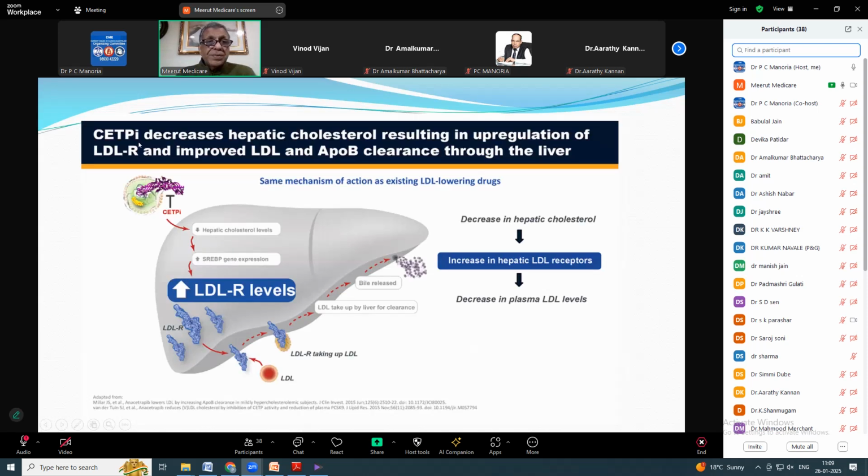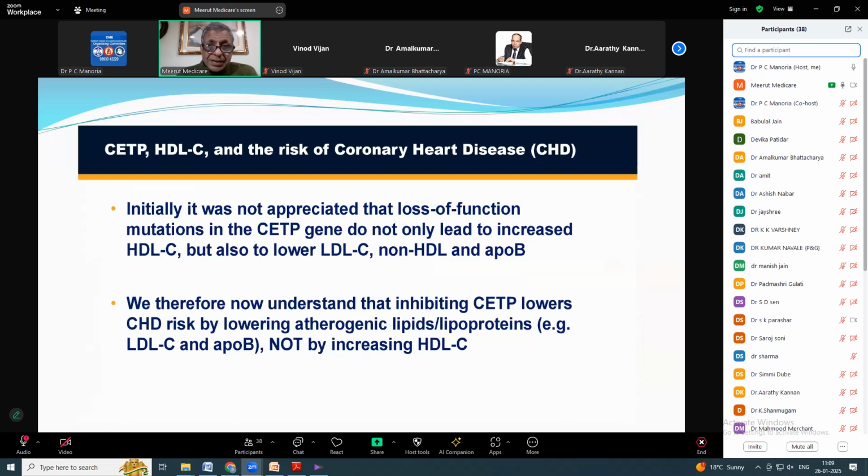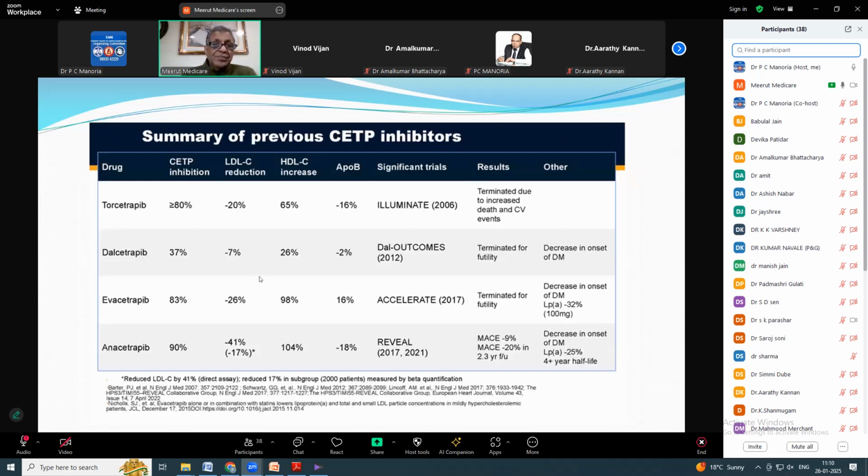When CETP inhibition is done, it decreases hepatic cholesterol, resulting in upregulation of LDL receptors, and that's why the LDL level also goes down. I'm going to give you some insight: CETP inhibitors should not be seen as just HDL raising drugs. They should be seen as HDL raising drugs along with a more powerful effect on LDL lowering.